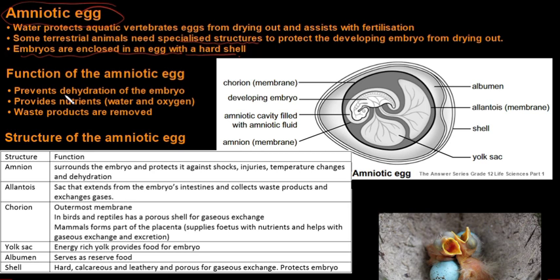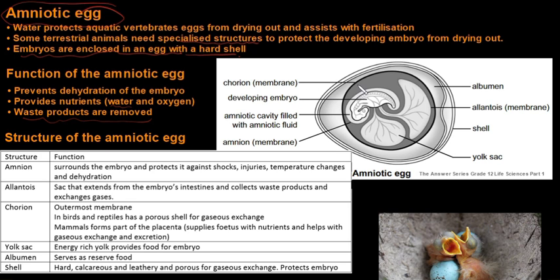Now, the function of the amniotic egg is to prevent dehydration of the embryo. It provides nutrients in the form of water and oxygen, and it also ensures that waste products are removed. So this is the amniotic egg, and you can find this diagram in the answer series grade 12 Life Sciences part 1, and you'll see that a lot of these labels are labels that you'll also find in a diagram representing the development of a human embryo and all of the structures involved there.